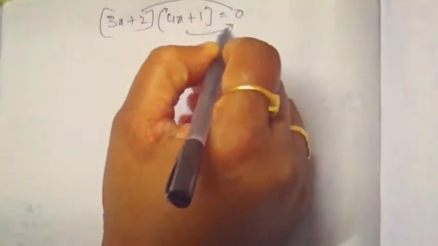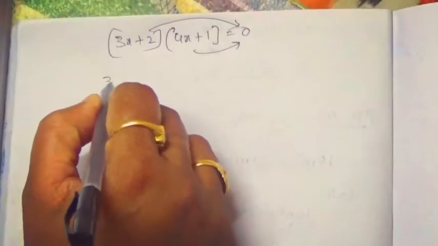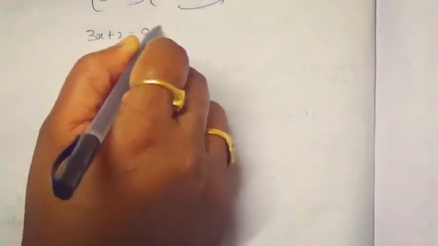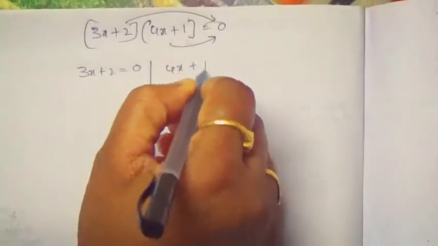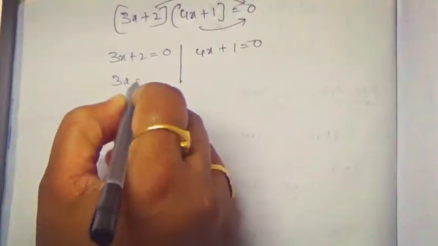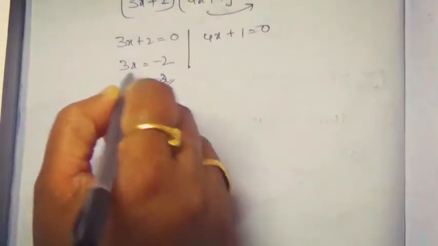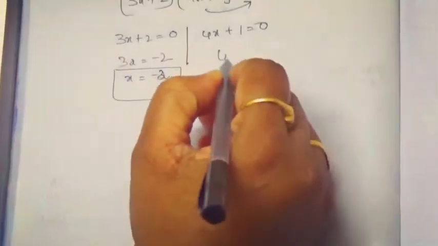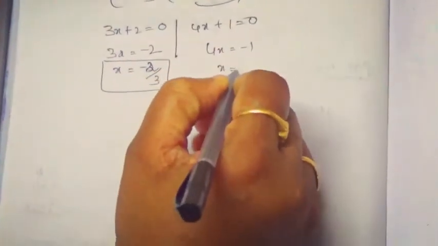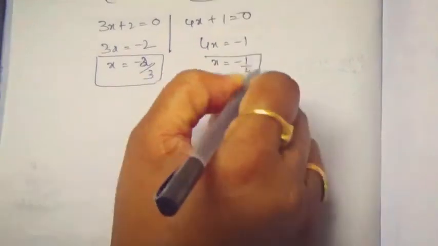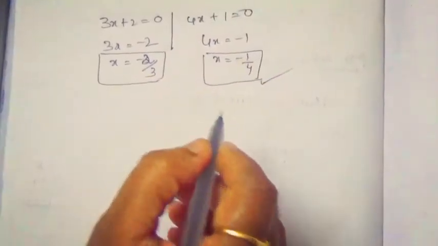Both the terms have to be equated with 0. That is, 3x plus 2 is equal to 0 and 4x plus 1 is equal to 0. 3x is equal to minus 2, x is equal to minus 2 by 3. This is the first value. And 4x is equal to minus 1, x is equal to minus 1 by 4. So it is the second value. Okay, here we finished these two sums.